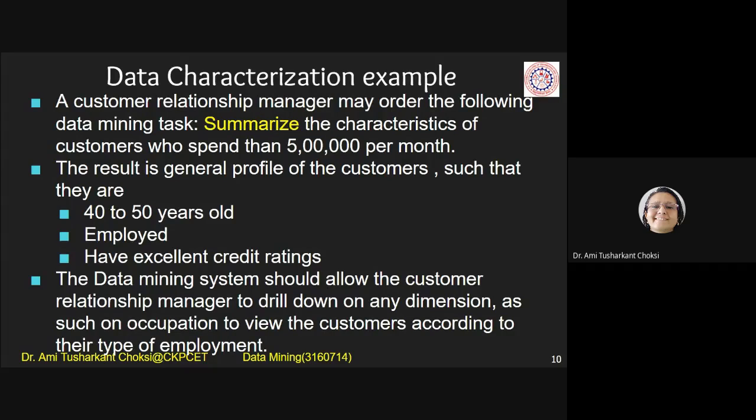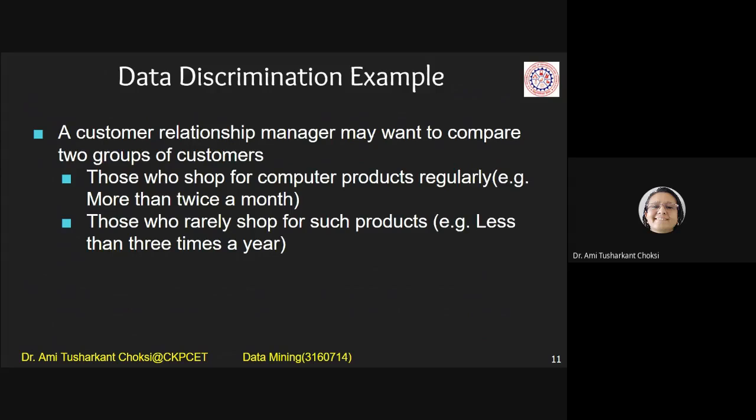Let us go to the next topic, that is data discrimination example. A customer relationship manager may want to compare two groups of customers. Those who shop for computer products regularly, for example, more than twice a month. Second is those who rarely shop for such products, for example, less than 3 times a year.